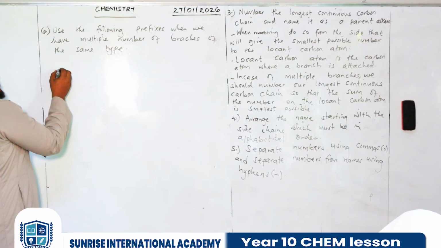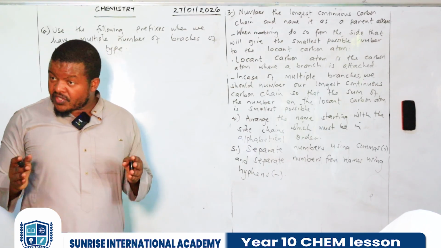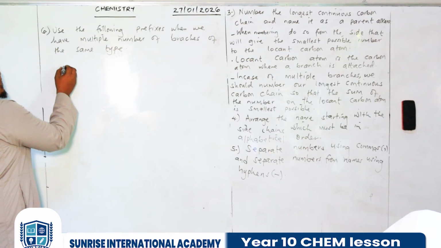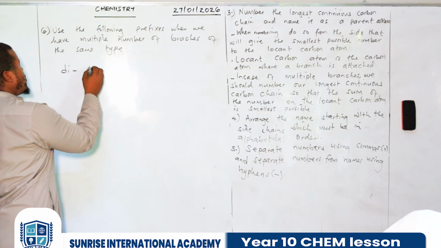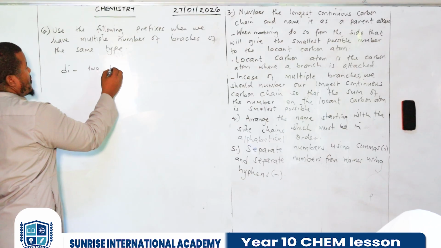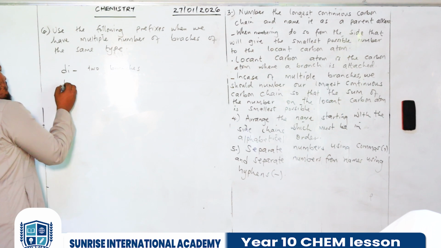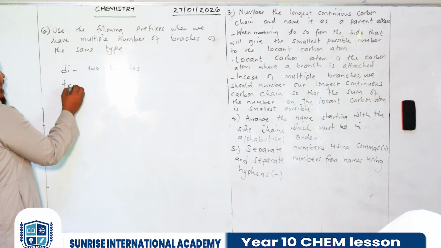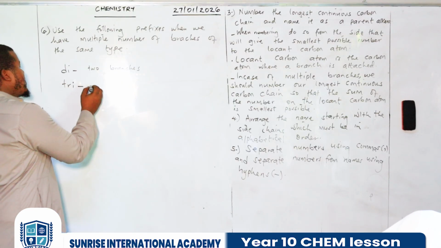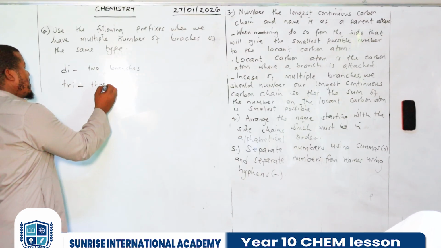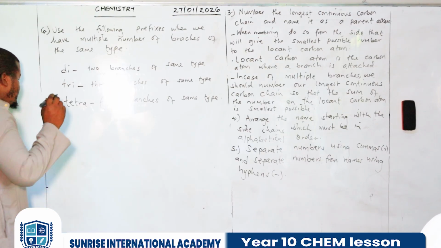So, for example, when you have 2 branches of the same type, we use the prefix di. Use the prefix tri when you have 3 branches of the same type.